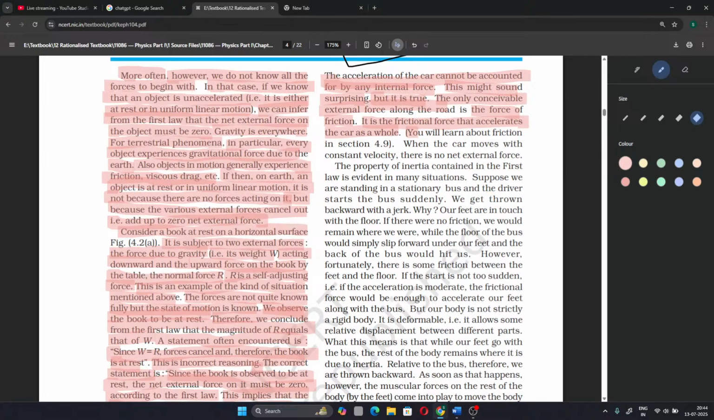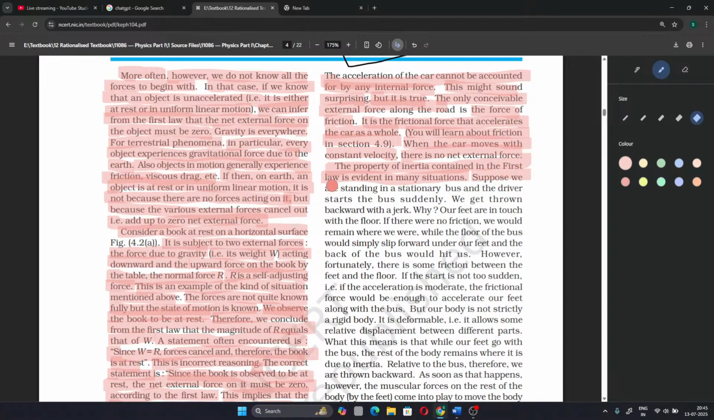This will be talked about more in section 4.9. When the car moves with constant velocity, there is no net external force. The property of inertia contained in the first law is evident in many situations. In most of the situations we see, we can relate them to the law of inertia.